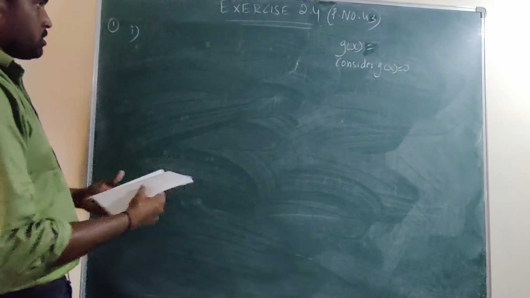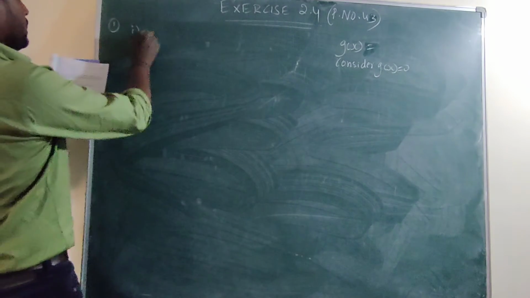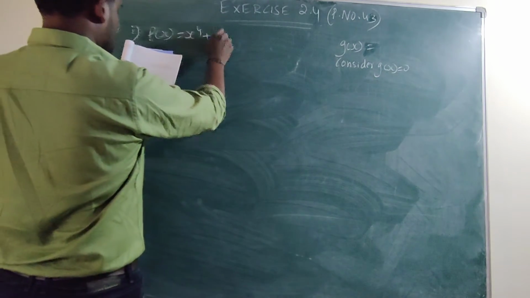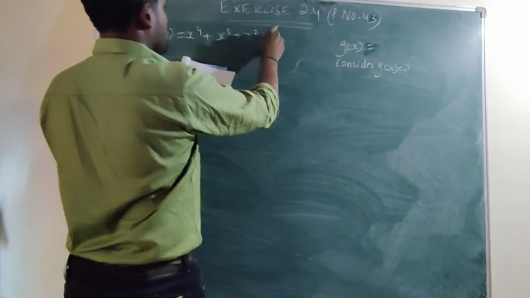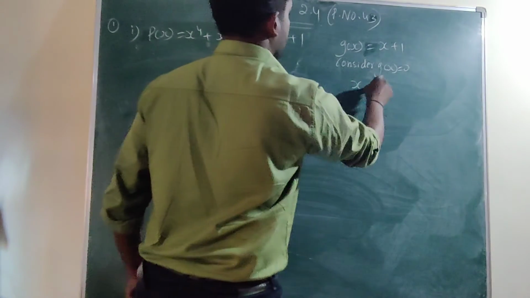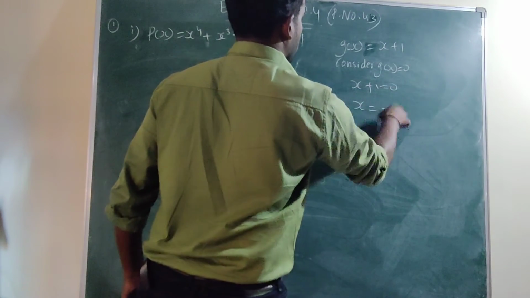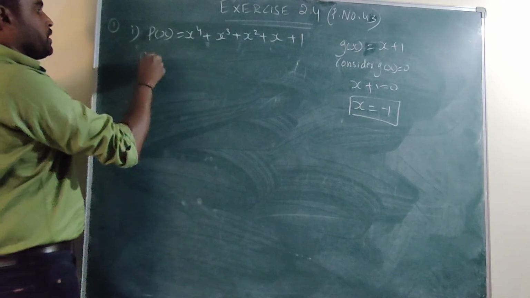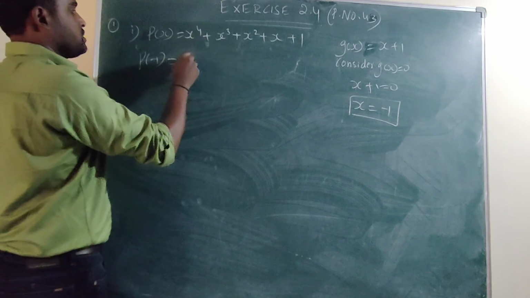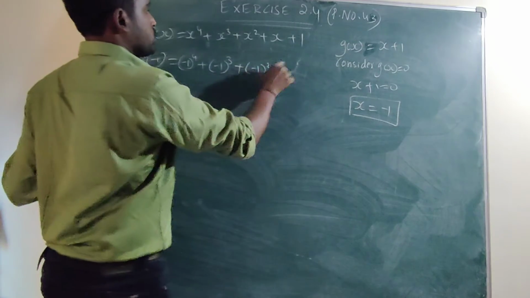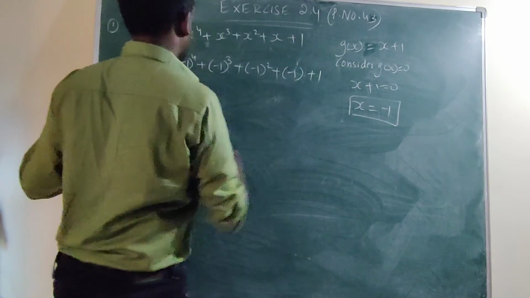Sub question number 2 is p of x equal to x to the power 4 plus x cube plus x square plus x plus 1. G of x is same, students, x plus 1. First step, x plus 1 is equal to 0. Plus 1 on transposing becomes minus 1. Here you can substitute. P of minus 1 is equal to minus 1 to the power 4, minus 1 cube, minus 1 square, minus 1 plus 1.